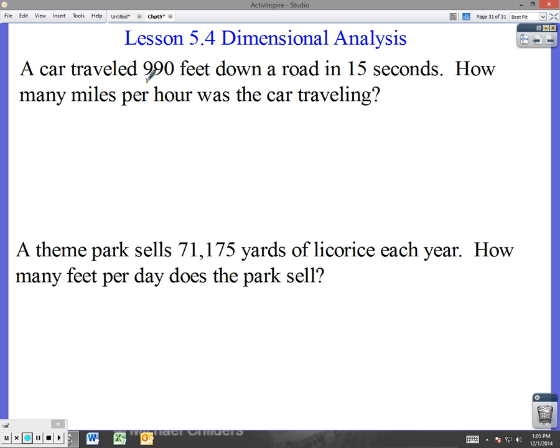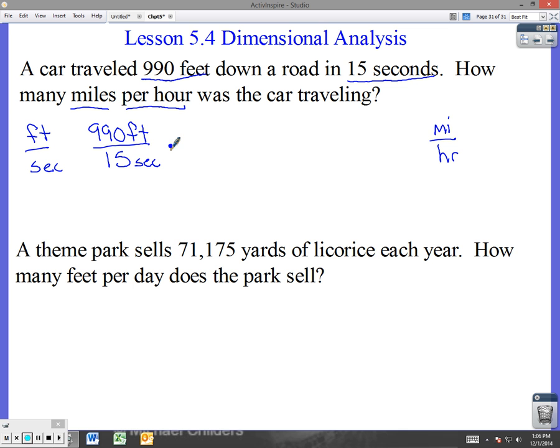First, I notice we're doing 990 feet in 15 seconds, but I need to convert that to miles per hour. Let me start with what I have first. I have feet per second, and that needs to be converted to miles. I'm going to write it all the way down here, miles per hour. Meaning I have to get feet to turn into miles and seconds to turn into hours. Now, they give us 990 feet in 15 seconds.